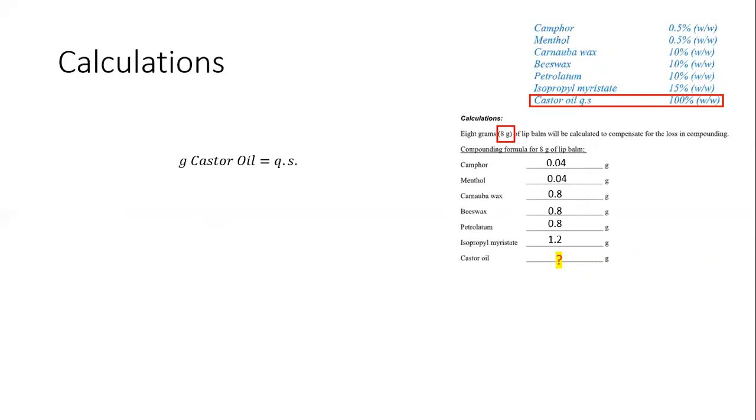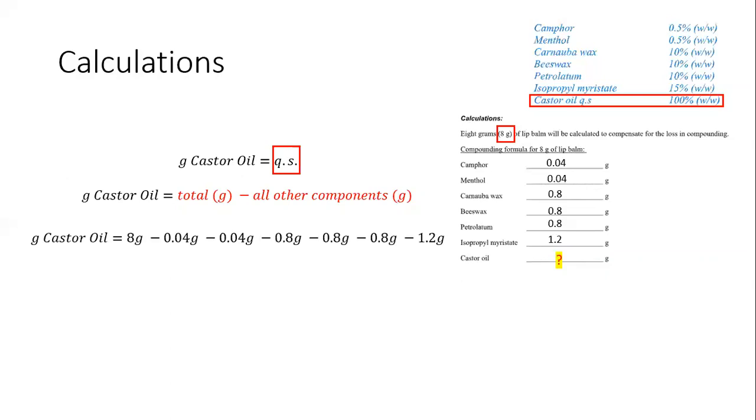Now remember, QS means quantity sufficient. That means enough of this ingredient will be used to make up what you need for your desired total quantity. We can calculate this since we know what the total amount we need is and what we already have from all the other components we calculated out. This means we have a desired quantity of 8 grams, and from that we subtract 0.04 grams, 0.04 grams, 0.8 grams, 0.8 grams, 0.8 grams, and 1.2 grams. This gives us our total of 4.32 grams of castor oil.